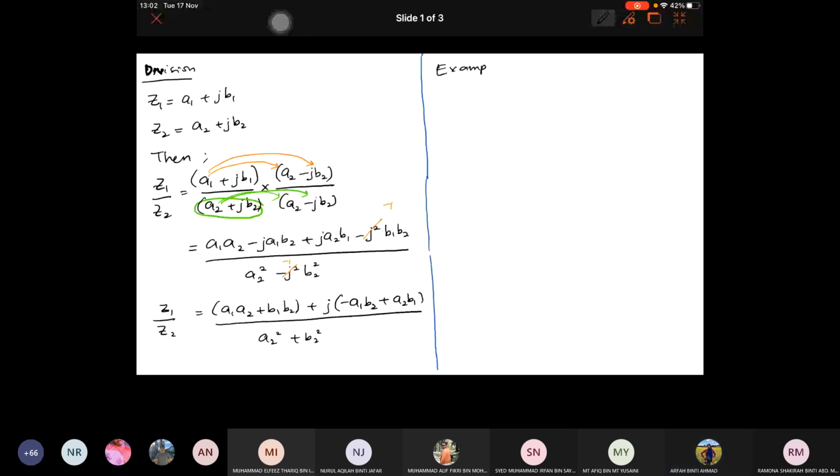Given Z1 sama dengan negatif 2 tambah J3 and Z2 sama dengan 4 tambah J7. So dapatkan Z1 bahagi Z2. So cuba buat this one. Negatif 2 tambah J3 dibahagi dengan 4 tambah J7. Try buat dia punya division. What you are going to have for that one.